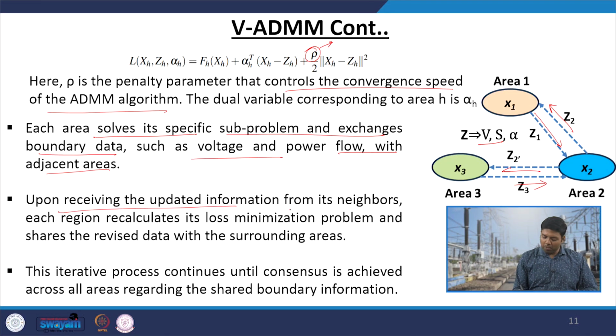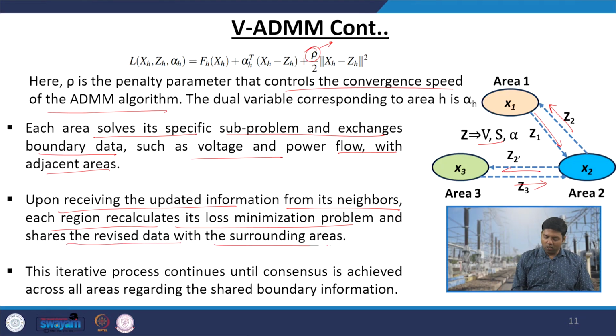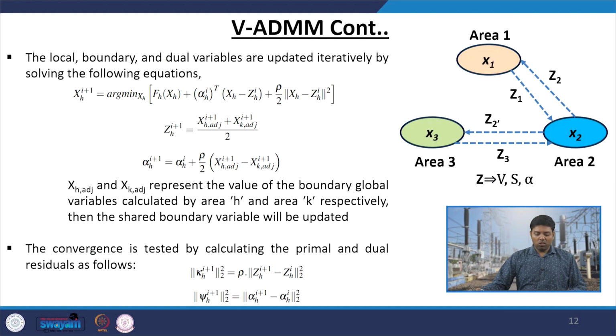Upon receiving the updated information from its neighbor, each region recalculates its loss minimization problem or cost minimization problem and shares the revised data with the surrounding areas. That means it will update its decision, and that decision it will share with its neighbors. This iterative process continues until consensus is achieved across all areas regarding the shared boundary information. That means you have no update, you are receiving from your neighbors and also sending to the neighbors. So, this is the algorithm where you will solve your local information through this problem. You will solve the Lagrange and you will get the local solution.